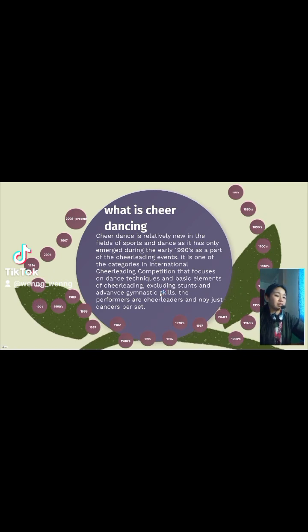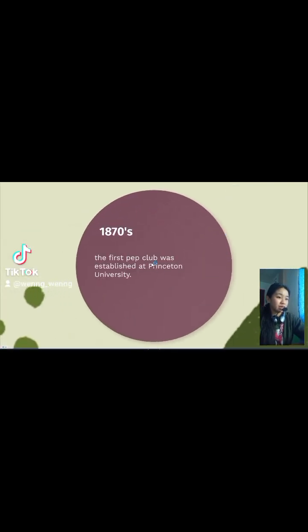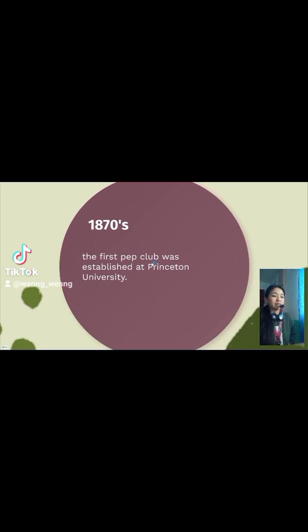So let's start with the 1870s. During this time they had the pep club, wherein there were a lot of student-led organizations or associations where students lead dance, cheer dance rather, and it was established at Princeton University. A pep club is a student-led organization that promotes community enthusiasm and passion through dancing, and it is a cheer dance at Princeton University. When did this happen? In the 1870s.